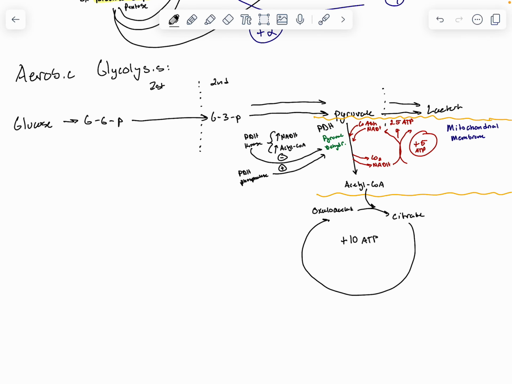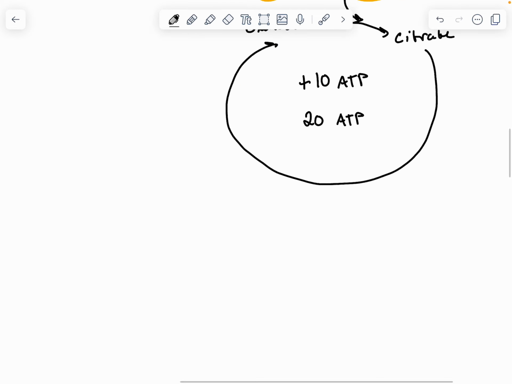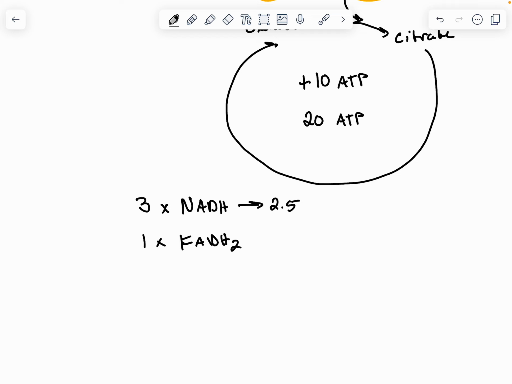But if we remember, everything that happens in the second stage, it's going to happen twice. So in total, per one molecule of glucose, we are going to actually be making 20 ATP. And again, if we want the breakdown, we have NADH as a redox, pumping out 2.5 ATP, happens 3 times, 1 times the FADH2, pumping out 1.5, and then we just have that extra ATP floating around between succinyl-CoA and succinate. So that's just +1.